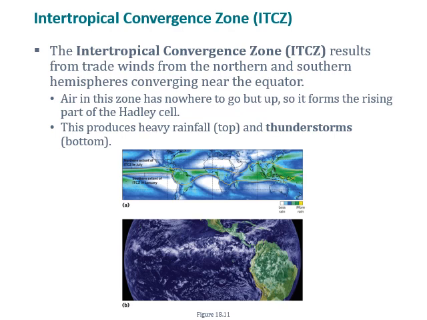Well, when trade winds from the northern and southern hemispheres converge near the equator, they enter into something called the intertropical convergence zone. Air in this zone has nowhere to go but up, so it forms the rising part of the Hadley cell, which produces heavy rainfall and thunderstorms in the ITCZ area. These regions are known to be where tropical rainforest exists on Earth, and this is the reason for the production of heavy rains in tropical areas.